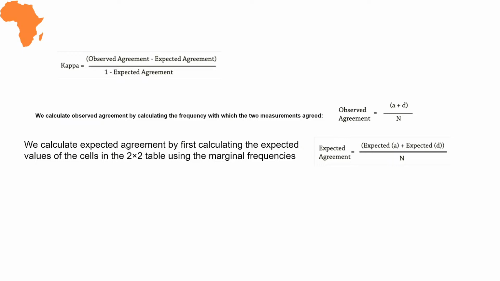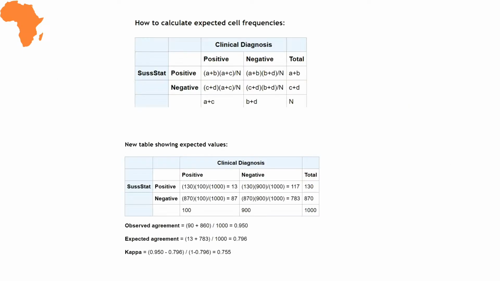Then we calculate the expected agreement by first calculating the expected values. How many have done this? Okay, 2 by 2. So expected agreement is expected A plus expected D over N. How do we calculate expecteds? It's a 2 by 2 table, 2 tests or 2 raters. Expected A is A plus B times A plus C divided by N.